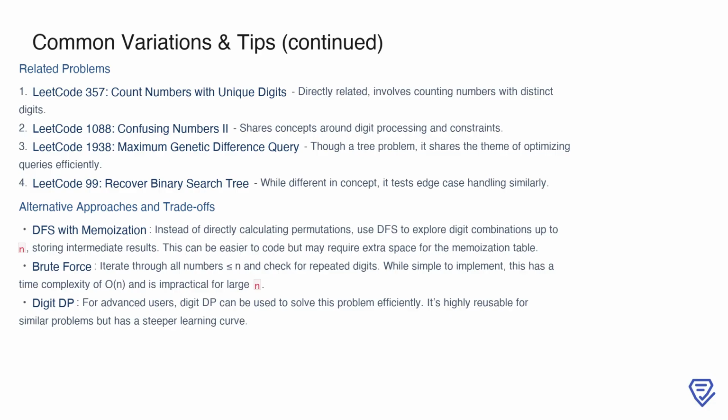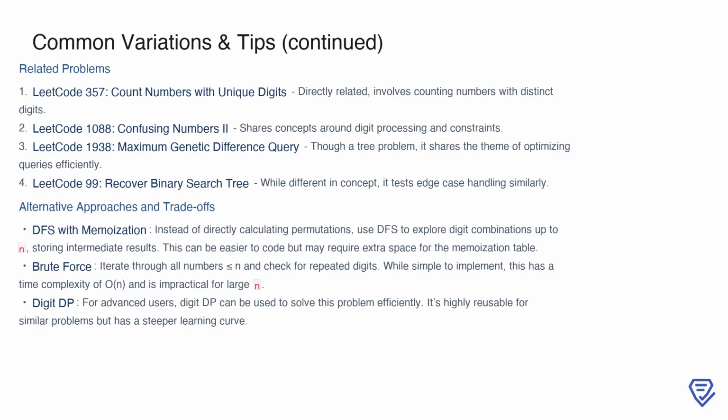You might also find connections to LeetCode 1938, Maximum Genetic Difference Query. While this is a tree-based problem, it shares the theme of optimizing queries efficiently. Similarly, LeetCode 99, Recover Binary Search Tree, is conceptually different but tests your ability to handle edge cases, which is a transferable skill. As for alternative approaches, you could consider using DFS with memoization.